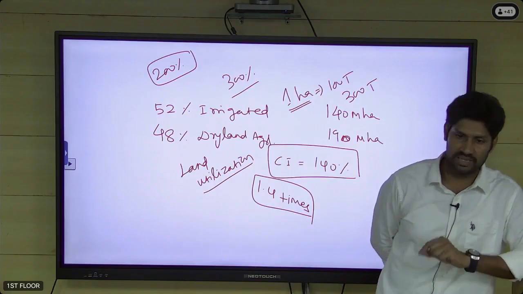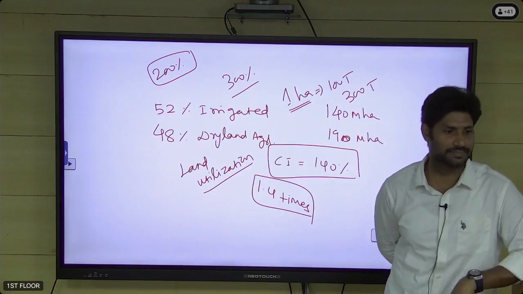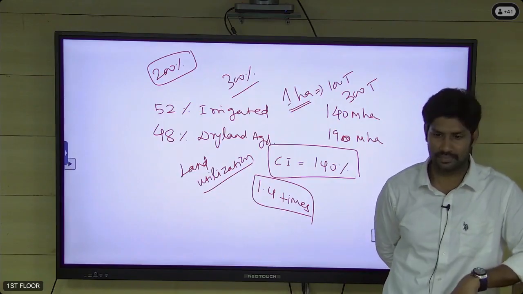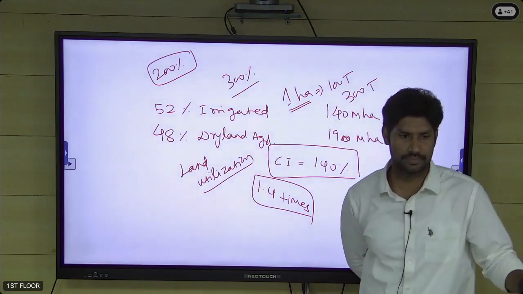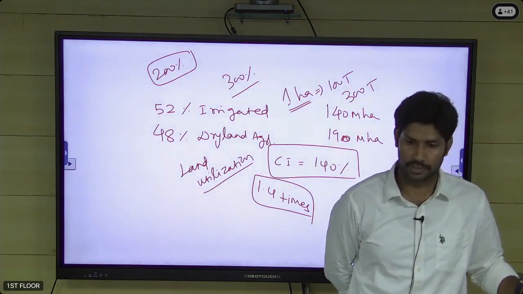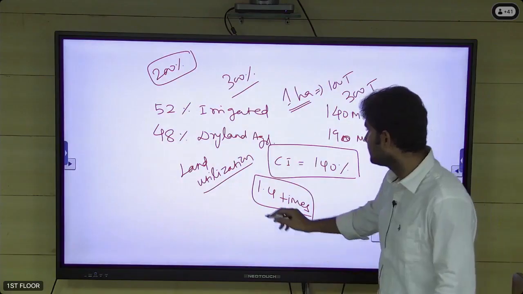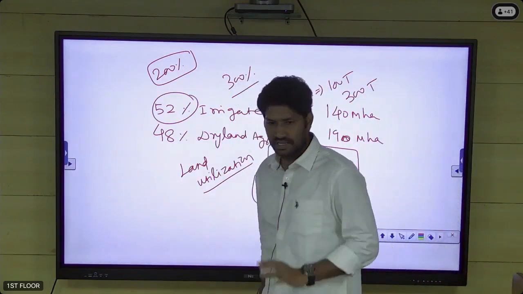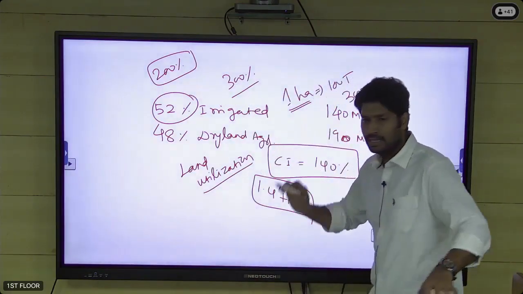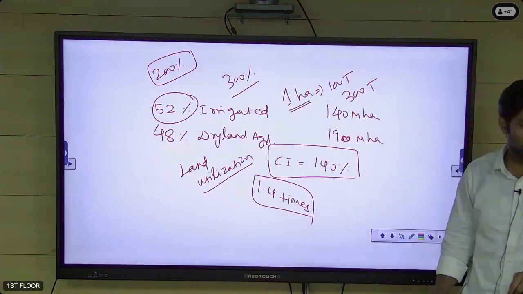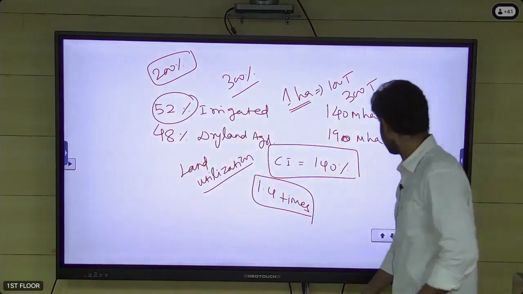So here the main factor is irrigation facility. One of the limiting factors is the availability of the water source. That is the limiting factor. So if you increase more coverage under the irrigation facility, we can increase the cropping intensity index.